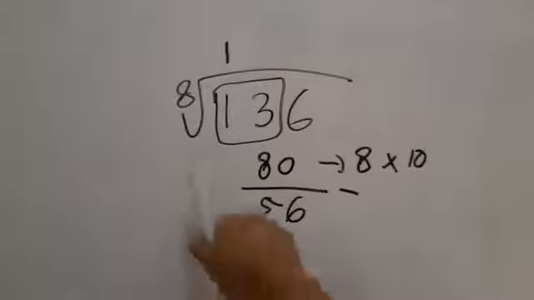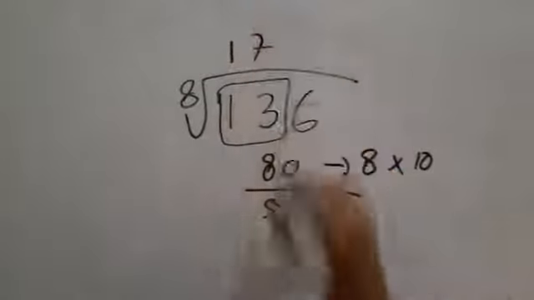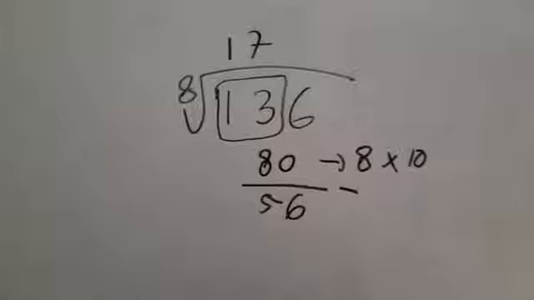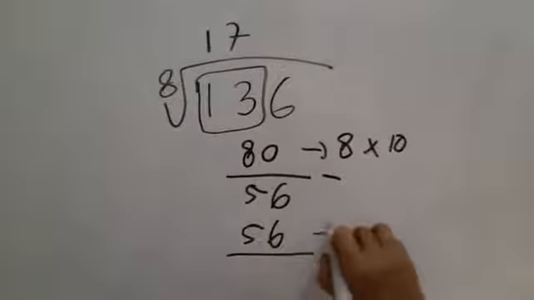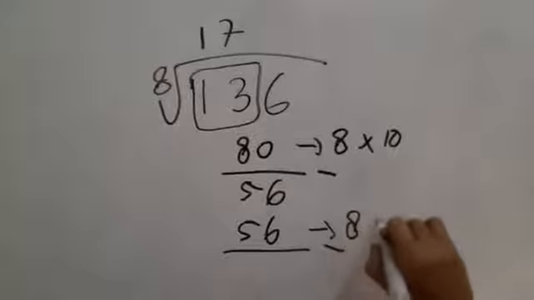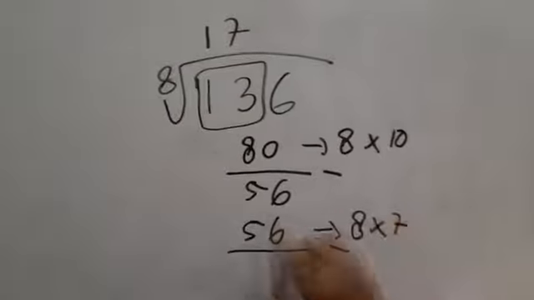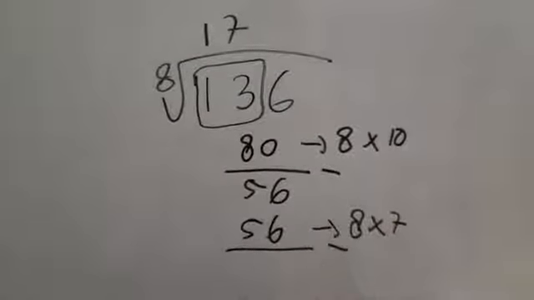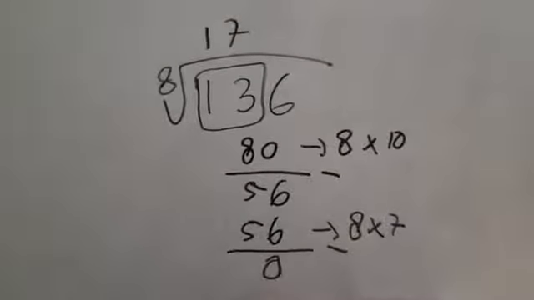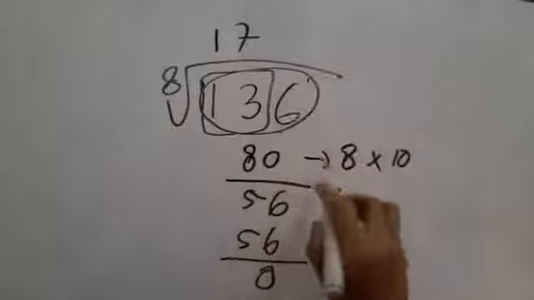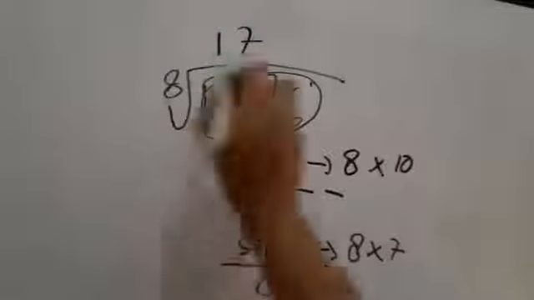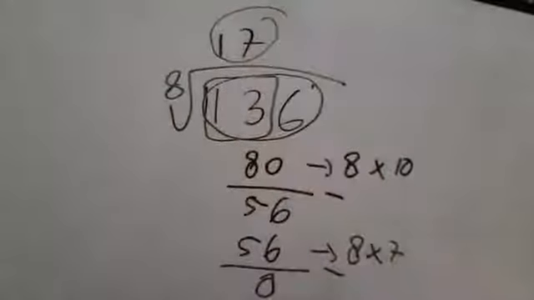56 divided by 8 is 7. 7 times 8 is 56. You get 56 from 8 times 7. 56 minus 56 is 0. So the result of 136 divided by 8 is 17.